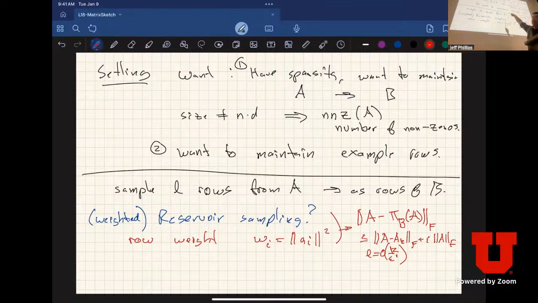I maintain sparsity if the matrix has a very small number of non-zeros. So the space is a big win, and it maintains actual example rows that have a good span. Okay, there's a better way of sampling.